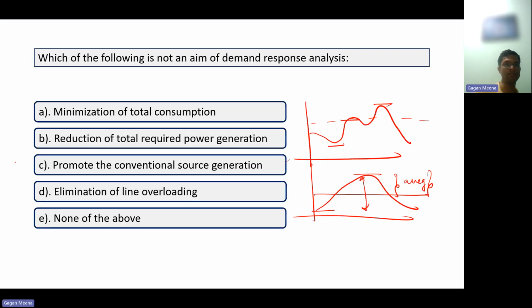Yes, so this was not correct. Here you want to find which of the following is not a name. So this is not a name, right? We want to promote the renewable resource.